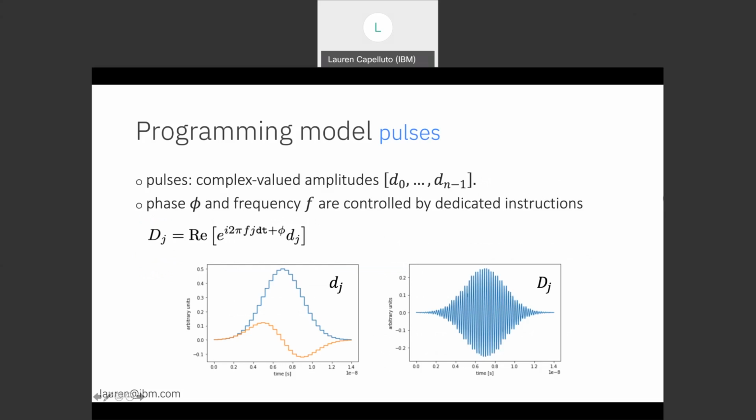Naturally, pulses are a pretty central aspect of the pulse programming model. So the pulses in our system are actually the complex valued amplitudes. They are separate from the phase and frequency, which are controlled by separate instructions. So in the bottom left, we have an example of a pulse. This is our pulse envelope for, in this case, a drag pulse. So the orange line here is the imaginary component, and the blue line is the real component. On the bottom right, we have the modulated signal. So this is the drag pulse with the phase and frequency modulating it, and that is what is going to go to the qubit.